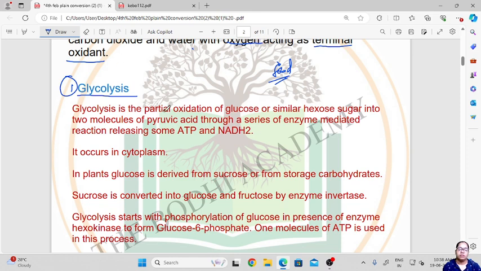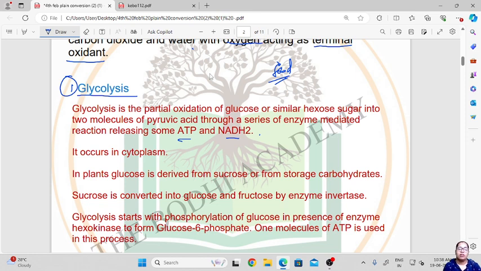So what is glycolysis? Glycolysis is a partial oxidation of glucose or similar hexose sugar into two molecules of pyruvic acid through a series of enzyme mediated reactions, releasing some ATP and NADH2. These are the currencies of energy, so from here we will get energy.